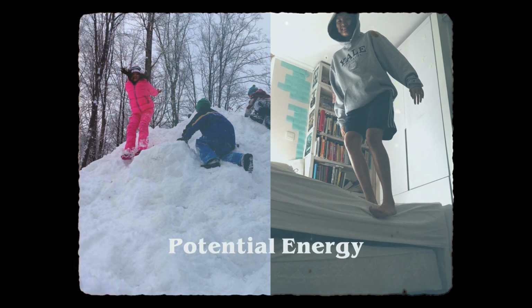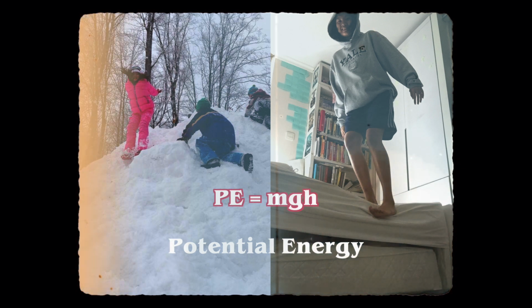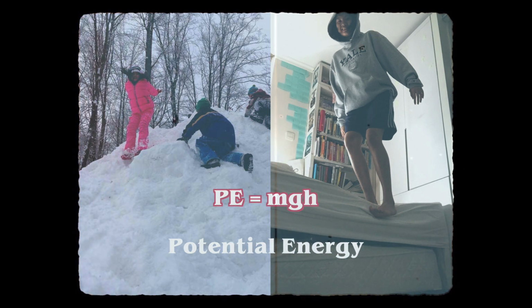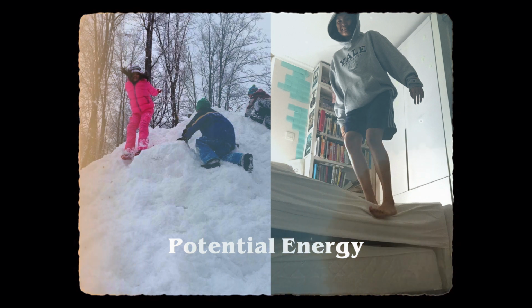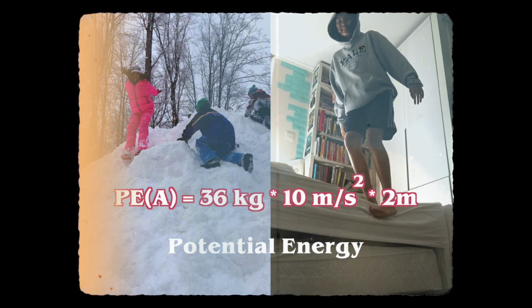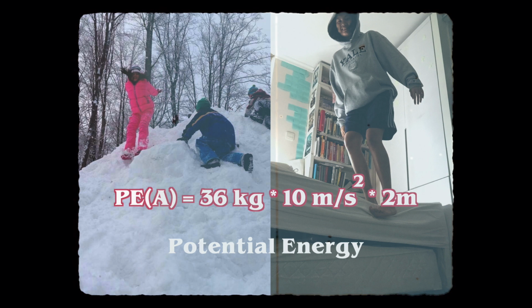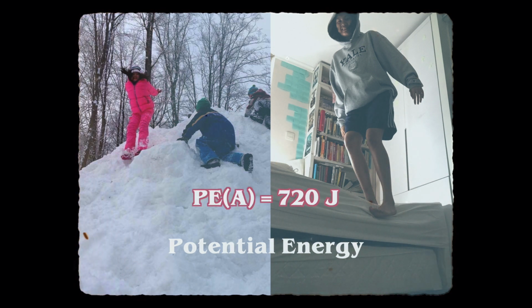Potential energy is the energy that is stored or conserved in an object or a substance. This can be calculated using the formula potential energy equals mass times gravitational acceleration times the height. In this case, for point A, the height is approximately 2 meters and my weight is approximately 36 kilograms. So we can calculate that the potential energy for point A is 36 kilograms times 10 meters per second squared times 2 meters, which is equal to 720 joules.